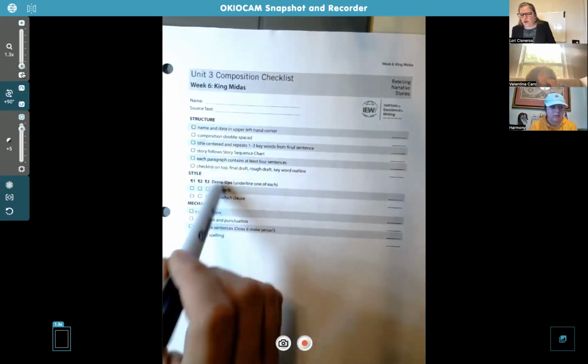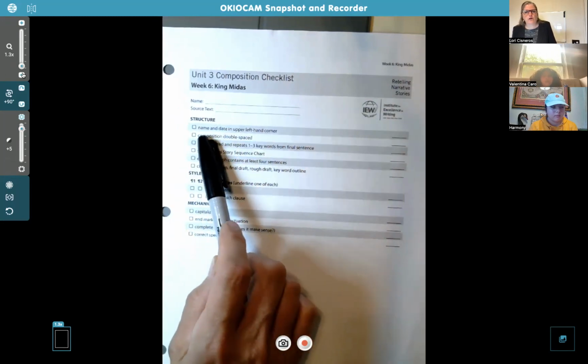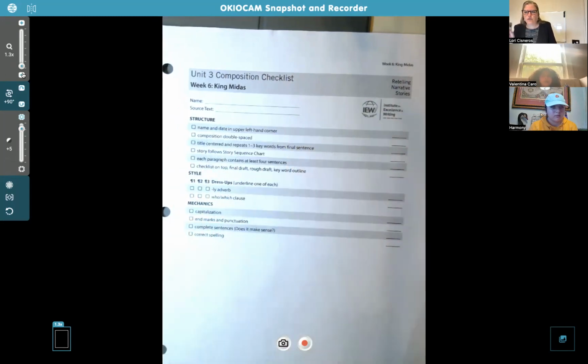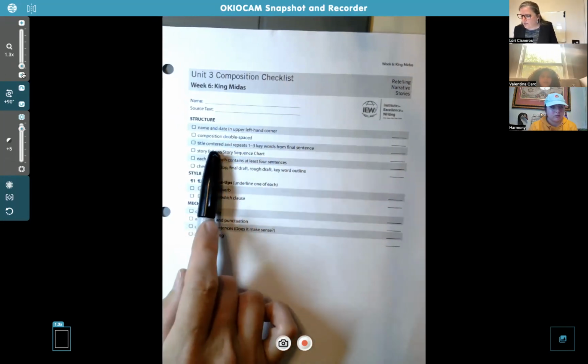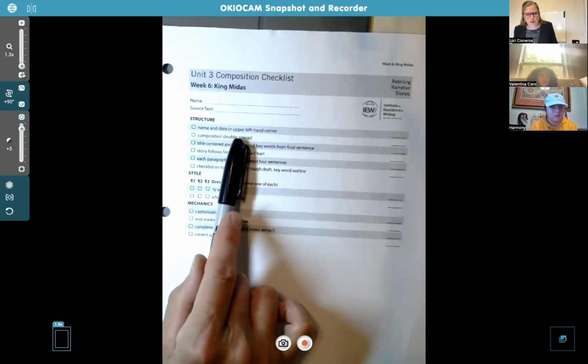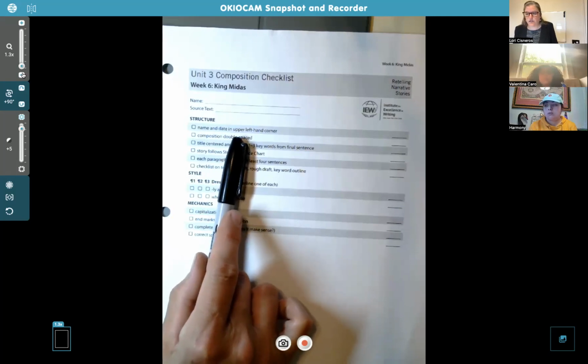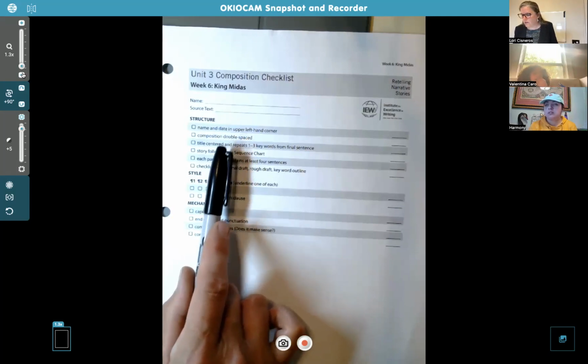And this part in the top, we've gone through this already before. Name and date, upper left-hand corner. Both of you girls are excellent at remembering that. So is Kylie. And then it says composition double spaced. You both are excellent at that too. That's when you skip every other line.